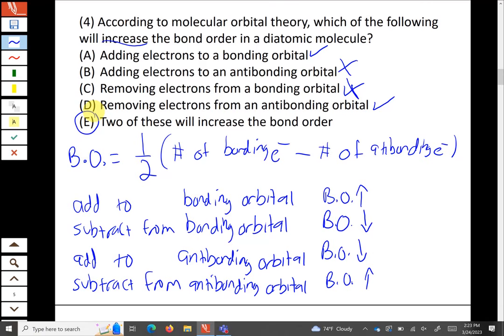So any questions on that? Yep. Can you explain what a bond order is?